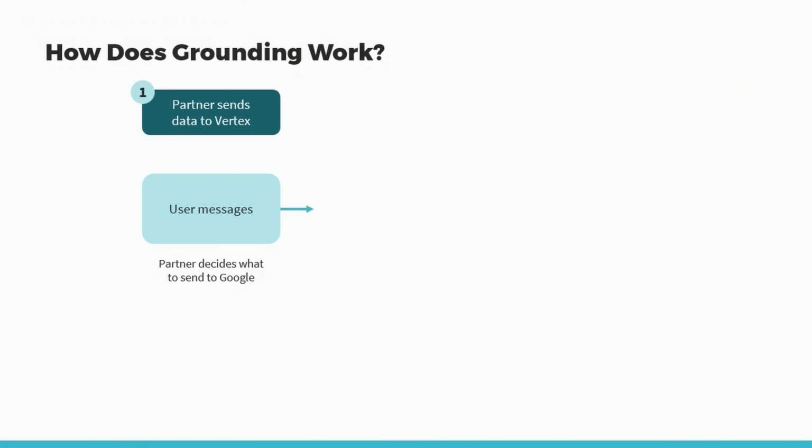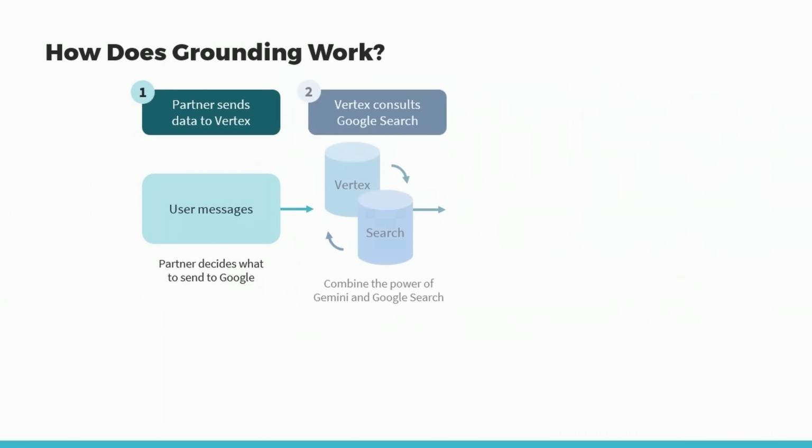Let's break this down. The user or the partner sends a prompt to Vertex. The prompt is the user message. That's the query that the client has. When your model is grounded using Google search, Vertex AI will consult Google search before returning a response to the client. So the Gemini model on Vertex AI will perform Google search and it will combine the power of Gemini and Google search to give you the response.